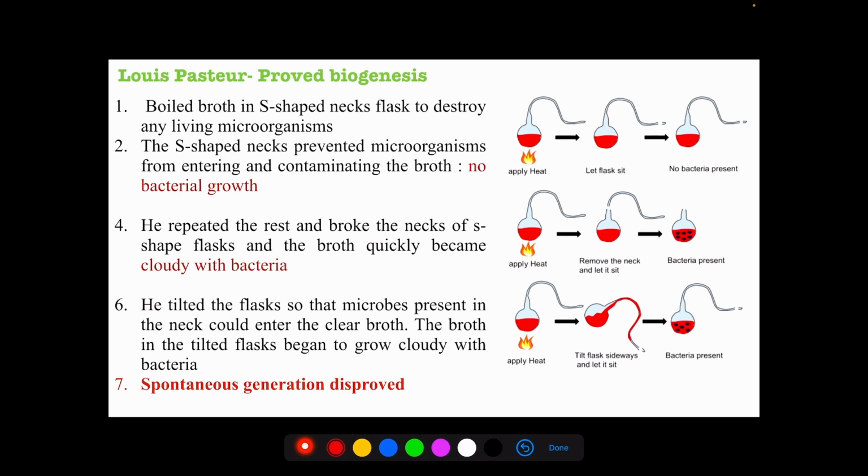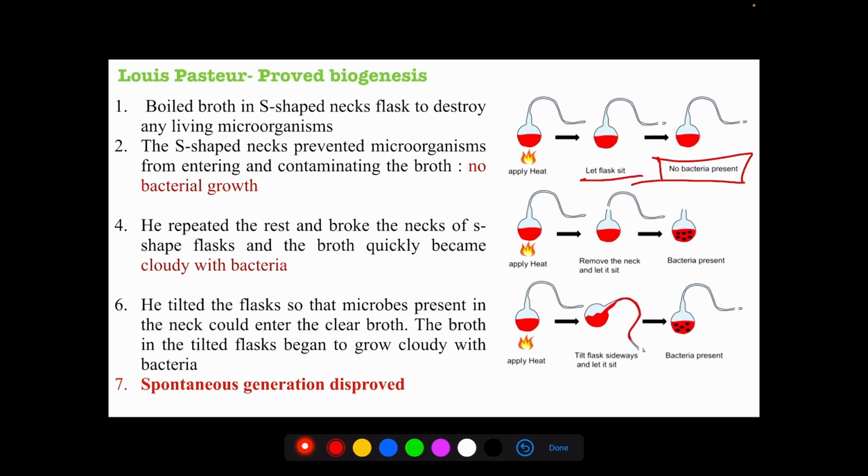What did Louis Pasteur do? He boiled, first of all, he boiled broth in a swan neck shaped flask, and he tried to boil to the extent that all living microorganisms died. After some time, he left the broth to sit for a while, and he stayed for days, but there was no bacterial growth. That wasn't all. He did the second test.